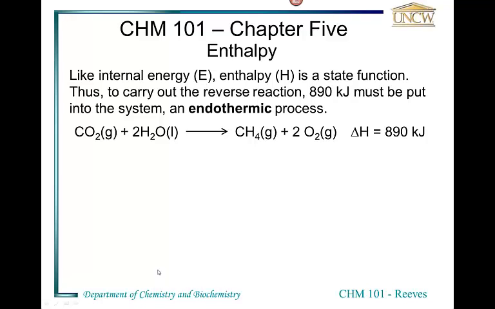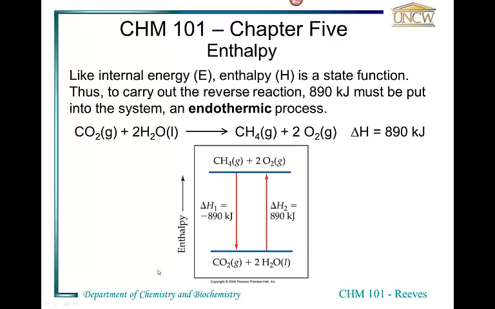Now, that's not to say that I could put CO2 and water in a bucket and pump in 890 kilojoules and expect to make methane and oxygen. The world is more complicated than that. I wish we could do that. We would solve the energy crisis pretty quickly, but we can't. So the point here is that depending on the direction you go, the amount of heat released or absorbed is the same. It's just a question of it being released when you burn methane and absorbed when you make CO2 and water back into methane and oxygen.